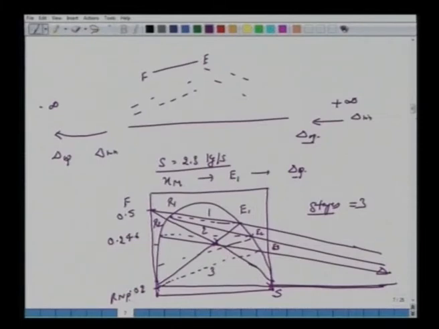In this example, S operating was of course given to us, so we were on the right hand side and we ensured that 2.3 is greater than 1.6. We don't have that type of situation. Those tie lines which were sloped downward fell on the left hand side of the equilibrium phase.